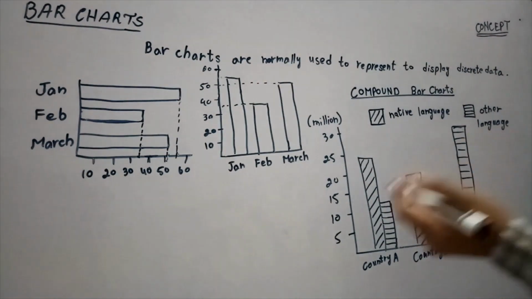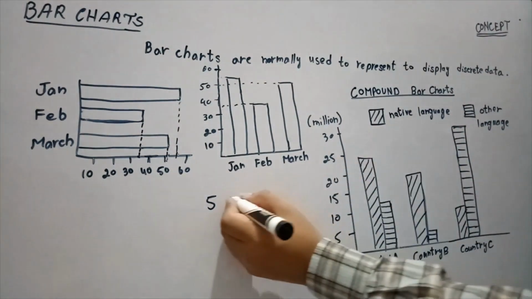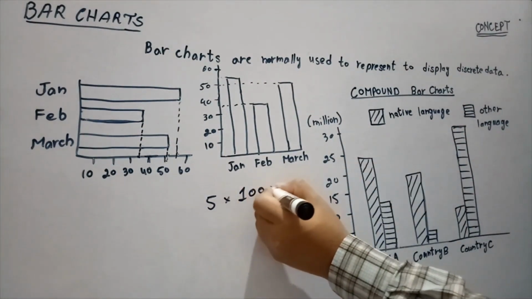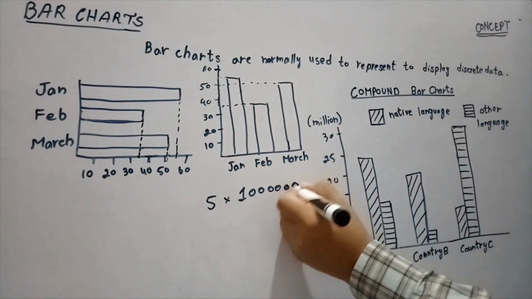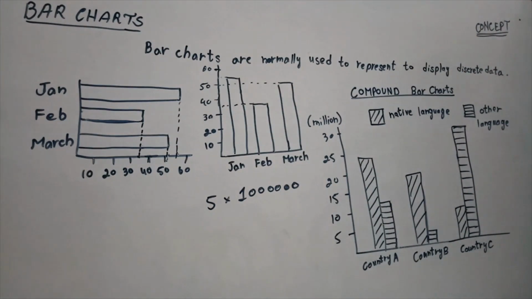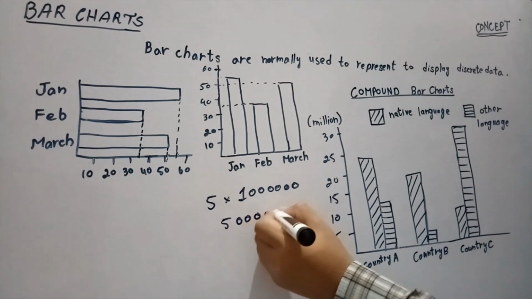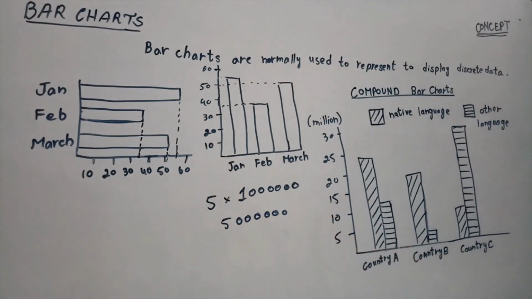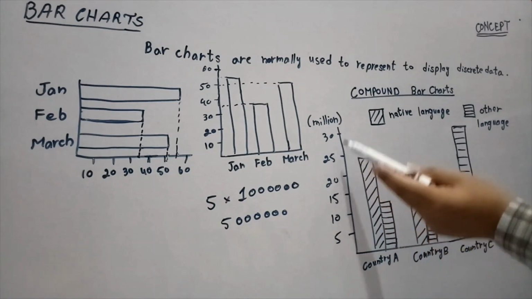If we have 5, it is in millions, so I will multiply it by a million. Clear? So this is 5 million, this is 10 million, this is 15, 20, 25, 30 million.